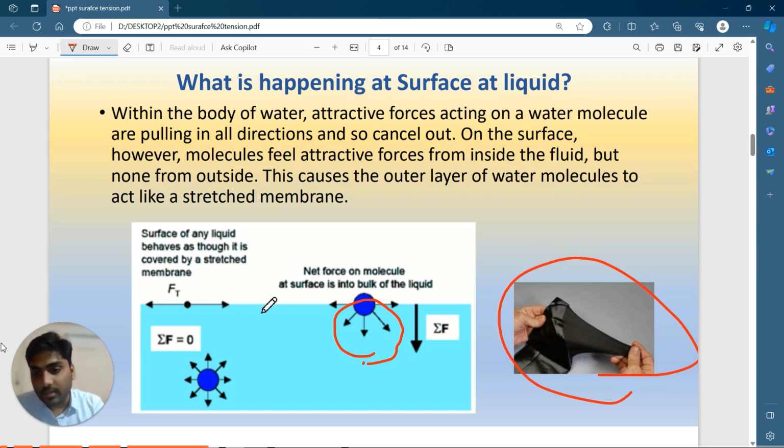The same is happening for each and every water molecule present at the surface. It is being stretched from both the sides, like this rubber band. So the surface of water has entirely different properties than the bulk of matter, because every molecule on the surface is acting like a stretched membrane.